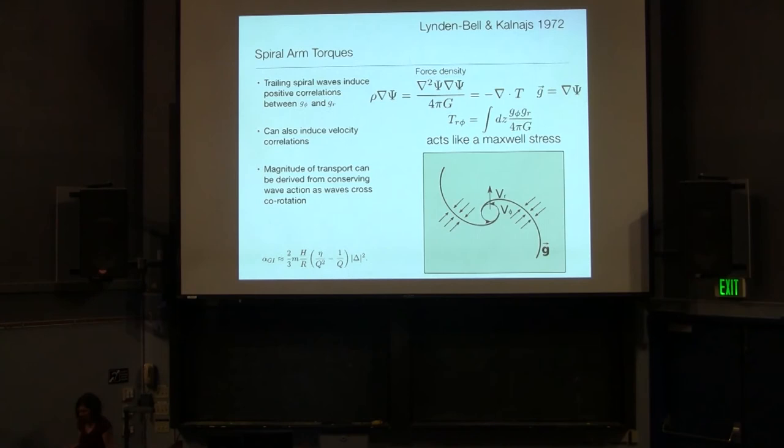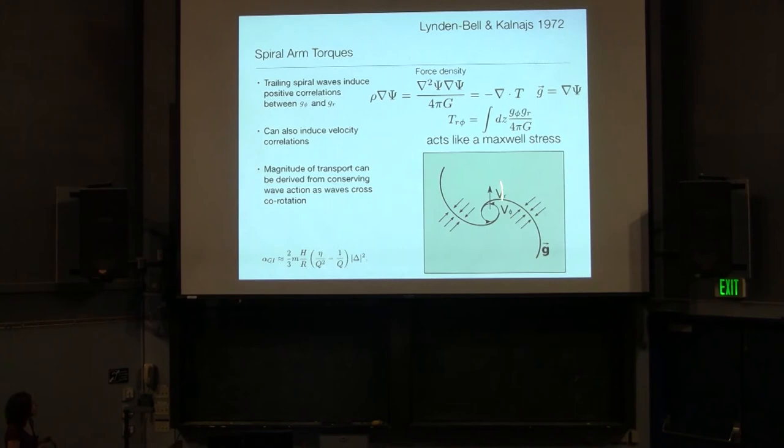So it's, again, this same idea that they act in some ways like a Maxwell stress, in that they can generate these positive correlations between something like Vr and Vphi, except in this case it's the gravitational acceleration. And the reason that you always see these trailing spiral arms formed is because those are the ones that generate the positive correlations between Vr and Vphi by attracting the material to the overdensity in the trailing spiral arm. If you switch these around, you don't get positive angular momentum transport.